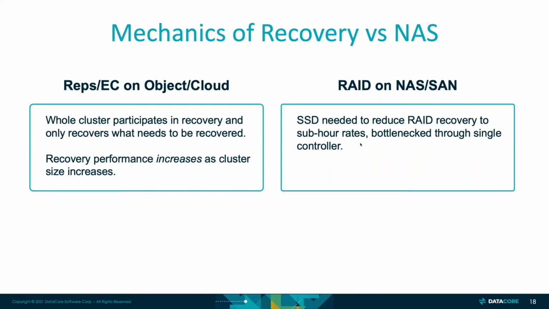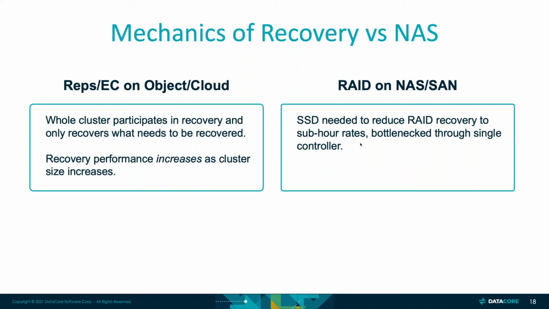Whereas with RAID on NAS or SAN, you may have specialized components, such as SSDs for journaling, or you just need to have SSD, period, so that the rebuild of the array can take place as quickly as possible before yet another failure happens in that array. A lot of these solutions, you may find yourself bottlenecked through a single controller, for example. You may find yourself in a situation where that single controller fails for whatever reason and takes the whole thing down.